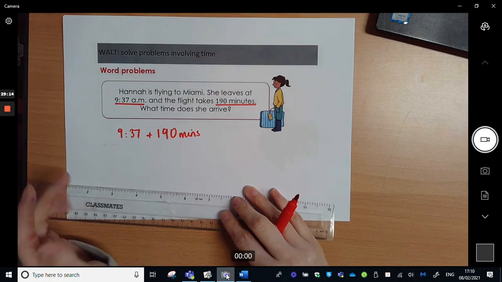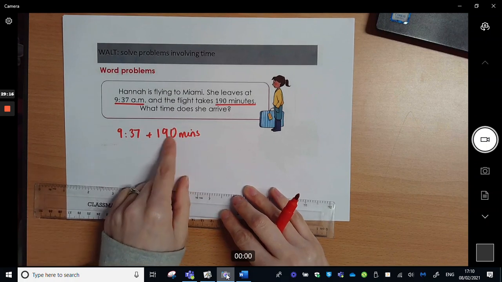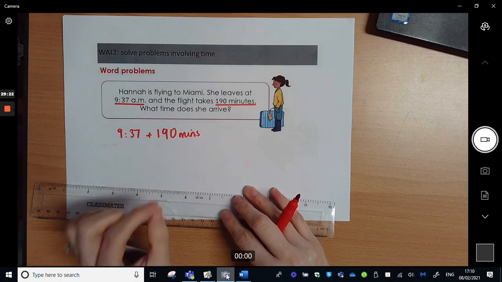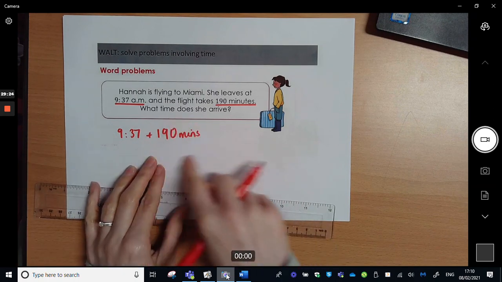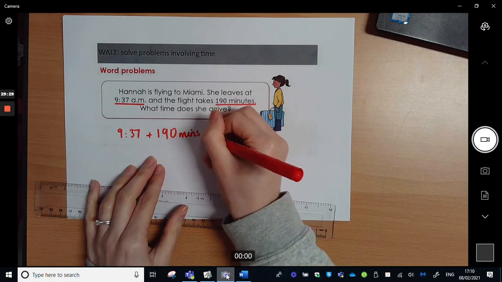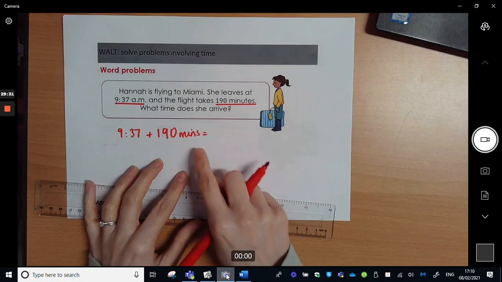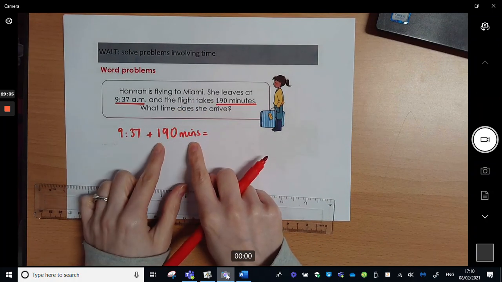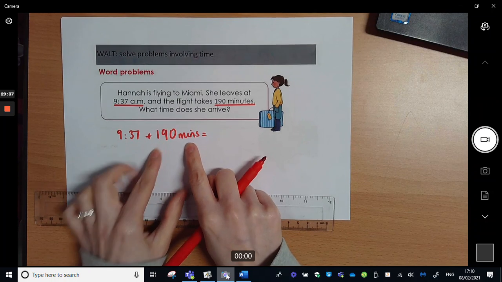However, it's a little bit tricky here because 190 minutes is probably a bit hard to add on, because I know there's only 60 minutes in 1 hour. So what I'm going to do first is convert this into a different format, okay? So 190 minutes, I need to first of all work out what that is equal to.